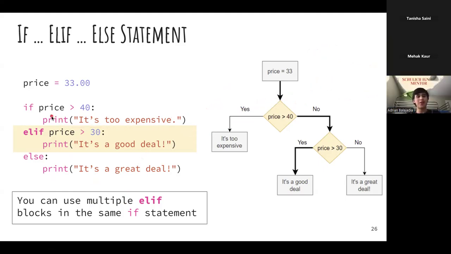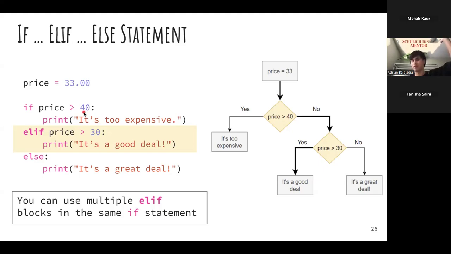Sort of. So, you see the first if statement, right? Price is greater than 40. We're saying that anything between $41 and above is too expensive. But our price here is 33. So that means we're going to skip this first if statement and move on to the elif statement.